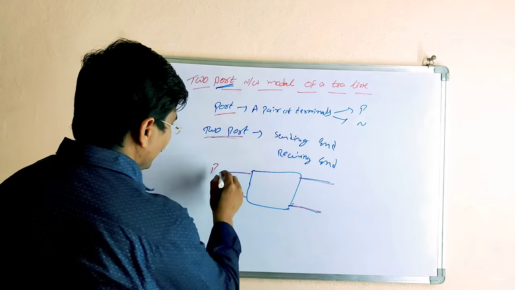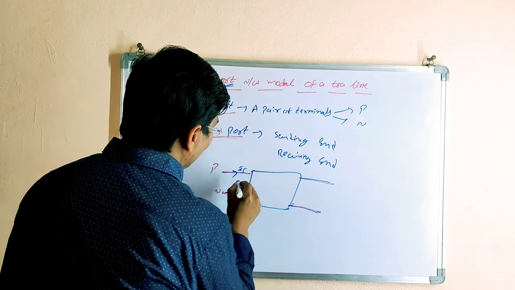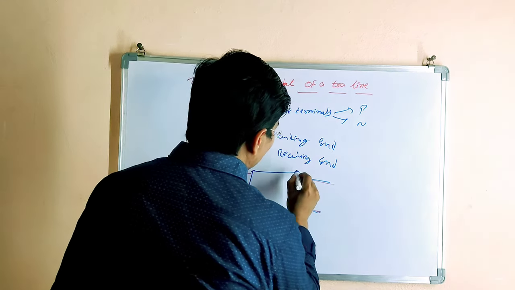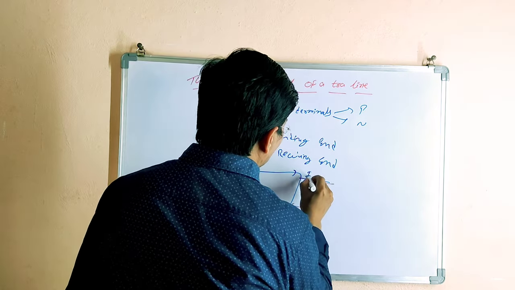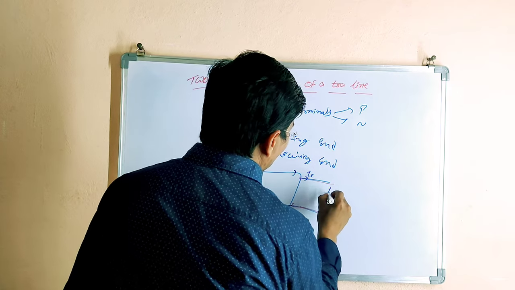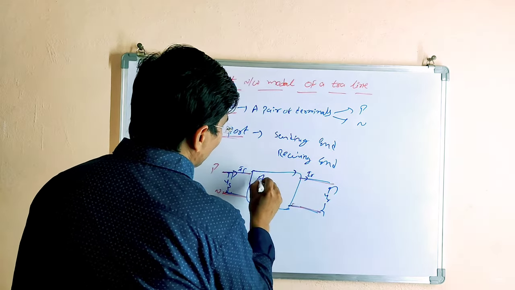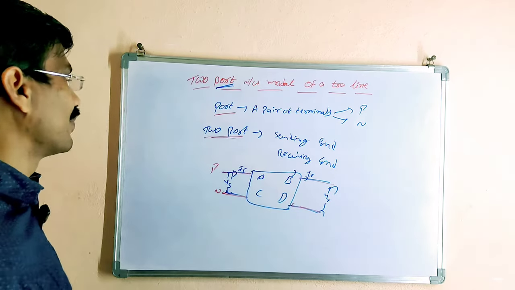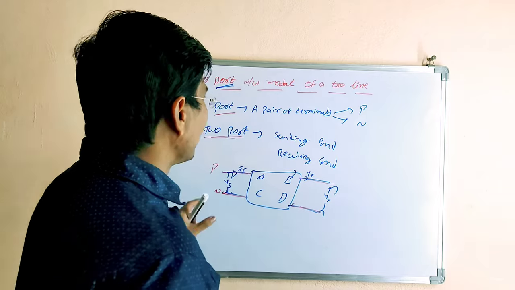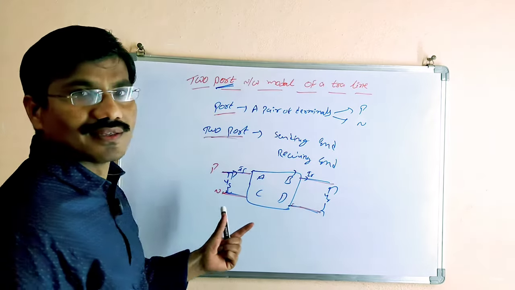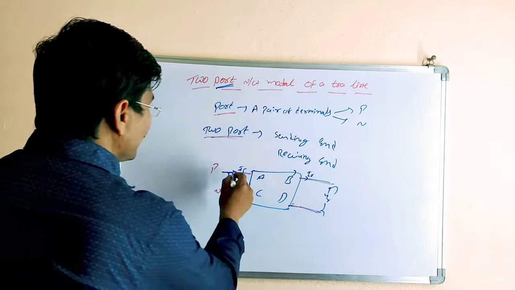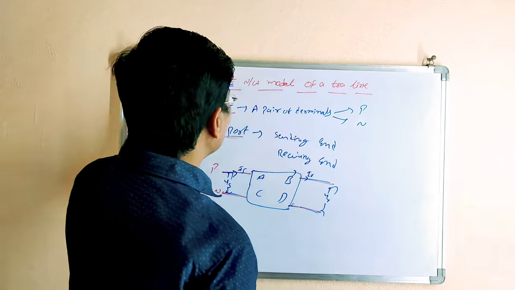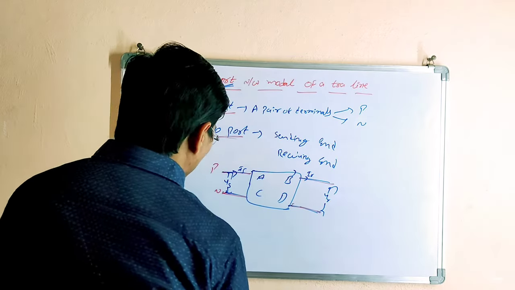In this, this current is called the sending end current, and this voltage is called the sending end voltage. This current is called the receiving end current, and this voltage is called the receiving end voltage. Between them are some parameters, the ABCD parameters. This is the port and two port example, and this is called the two port network module.